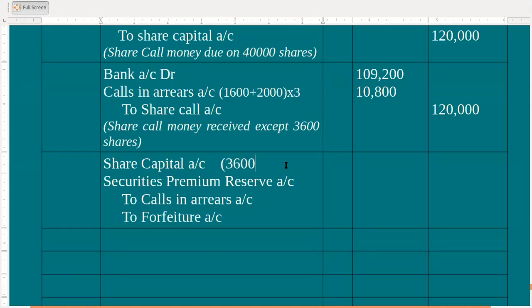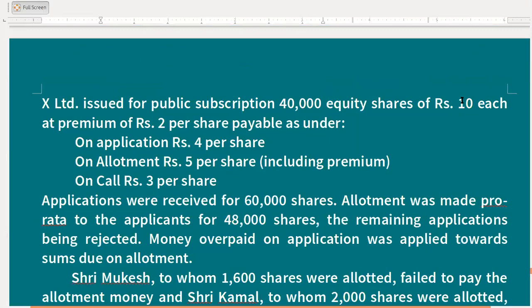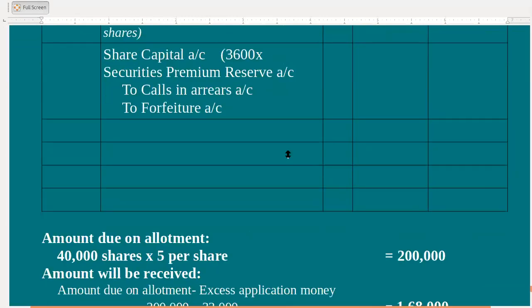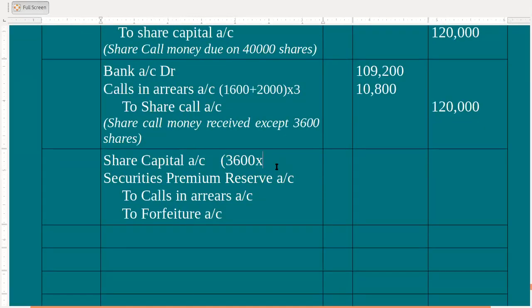We are going to forfeit 3,600 shares. Now, what is the face value? It is there in the first sentence of the question. 10 rupees is the face value. Including premium, it will be rupees 12. On application 453. Okay, understood. So face value is rupees 10. So here 3,600 into 10, and the amount will be 36,000. Okay, 36,000. And securities premium reserve account, what will be the amount?